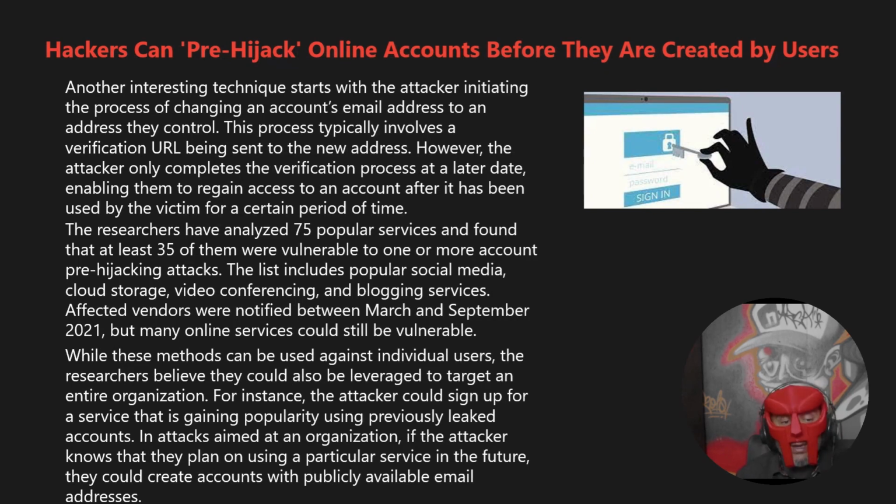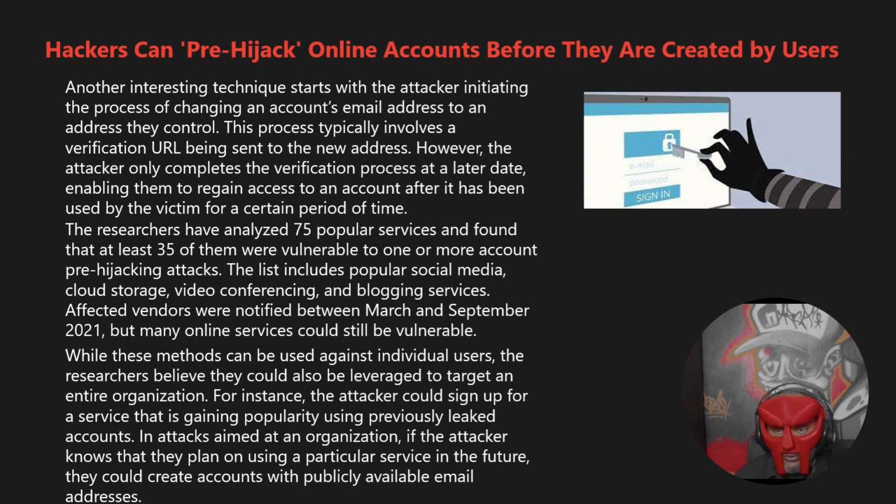While these methods can be used against individual users, the researchers believe they could also be leveraged to target an entire organization. For instance, the attacker could sign up for a service that is gaining popularity using previously leaked accounts in attacks aimed at an organization. If the attacker knows that they plan on using a particular service in the future, they could create accounts with publicly available email addresses.